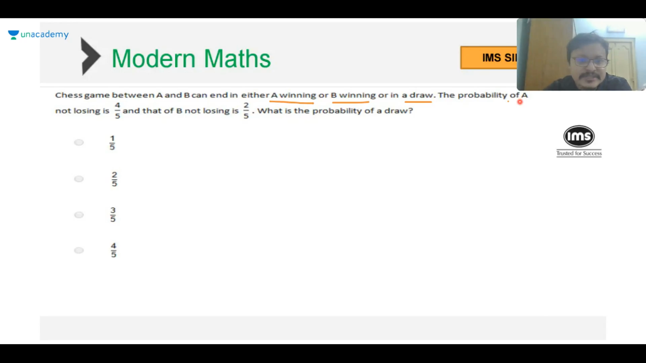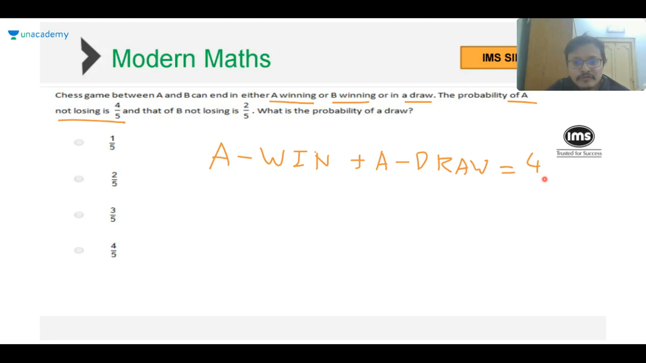it says the probability of A not losing is 4 by 5, which means the probability of A win plus a draw is equal to 4 by 5. Similarly, the probability of B not losing, that is B win plus a draw, is equal to 2 by 5.